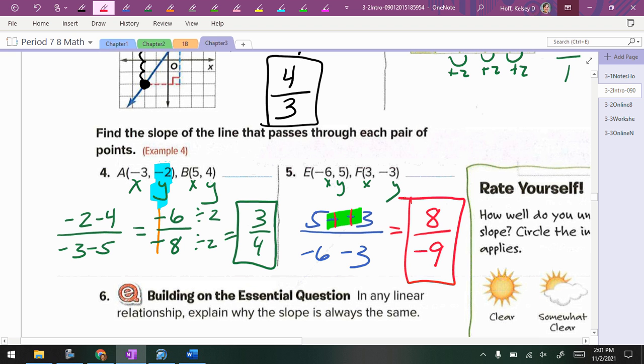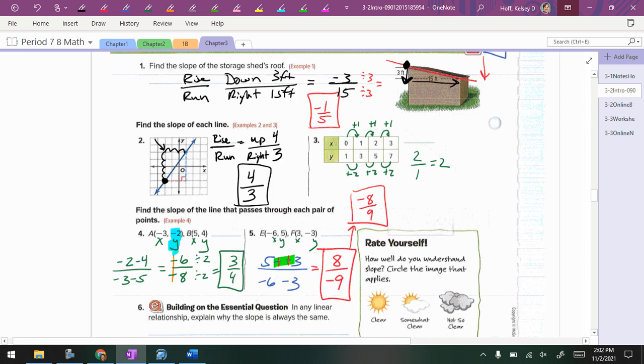Miss Hoff has one request. Will you move the negative to the numerator? You don't have to technically, but as we progress through this chapter, it's going to be more beneficial to you to have the negative in the numerator.